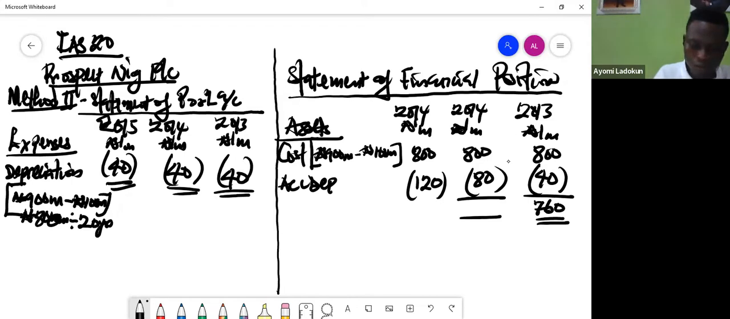Okay, so let's continue. If I remove 80 from this, that should give me 720. I hope I'm correct. Then if I remove, how much is that?